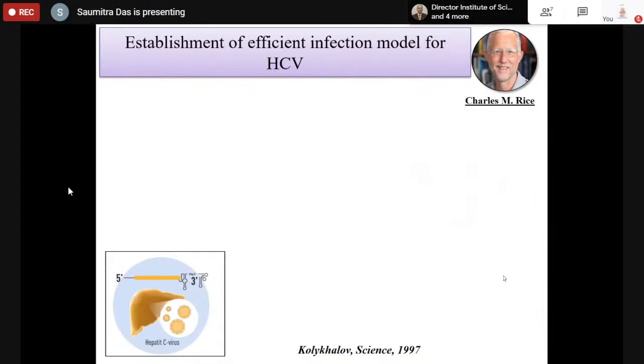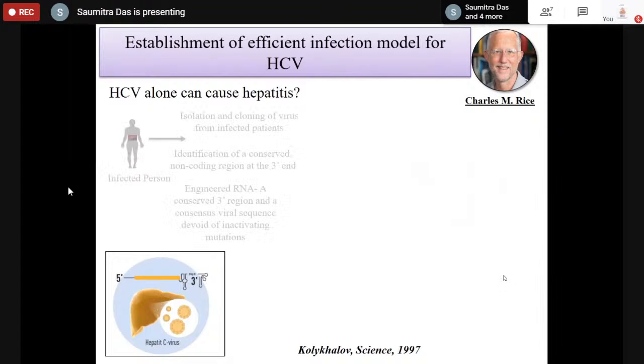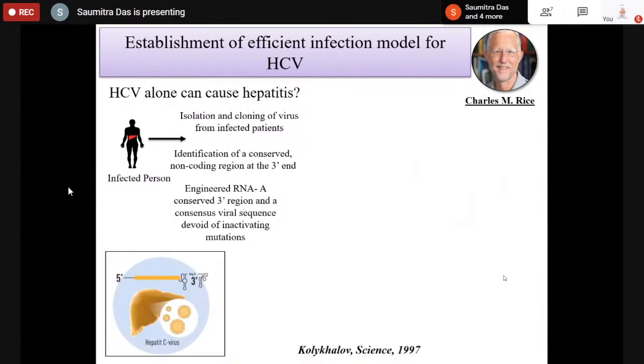Then came Charlie Rice, and he tried to see whether hepatitis C alone can cause the hepatitis. So he tried to clone this virus. How to do that? So he went back to the isolation and cloning of the virus from the infected patient, and from the RNA that they isolated, viral RNA corresponding to this virus, they found there is a 3' non-coding region which is highly conserved.